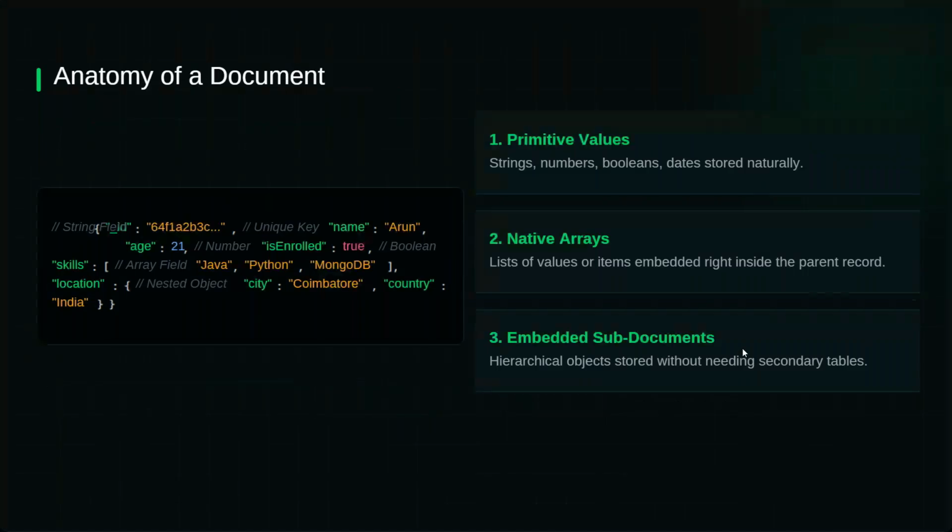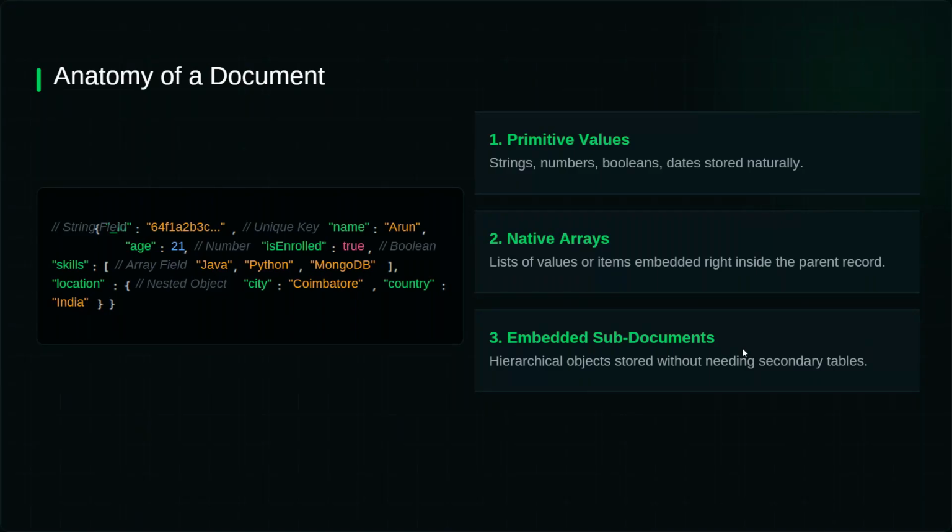So here's the anatomy of a document. Here's a real MongoDB document. Notice three powerful structural features. Primitive values, which are strings, numbers, booleans, and auto-generated unique ID keys. Native arrays, lists like skills, Java, Python, live directly inside the document. Embedded sub-documents. Objects like location sit right inside without needing a separate table. Everything you need for this record is retrieved in one single read.